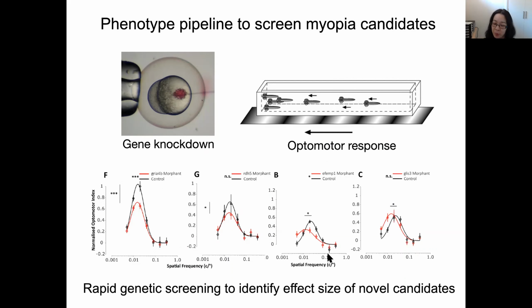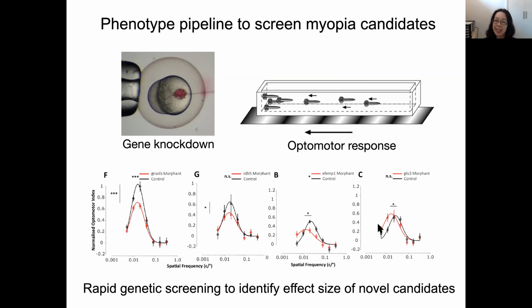And just to show you very briefly some of the phenotypes, here are 4 examples of 4 different genes showing this optomotor spatial frequency tuning responses. So when we knocked out GRIA4B, we could see that we had a reduced amplitude in the morphants, and this also occurred with RDH5. But otherwise, the fish were able to see the same kind of spatial frequencies. With FMP1 and GLIS3, we were able to see a shift of spatial frequencies. This actually also had a reduced amplitude and a poorer response at high spatial frequency.